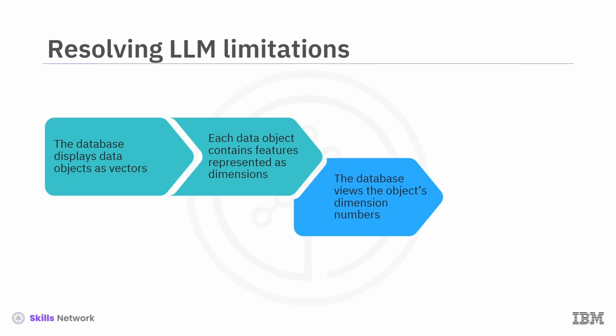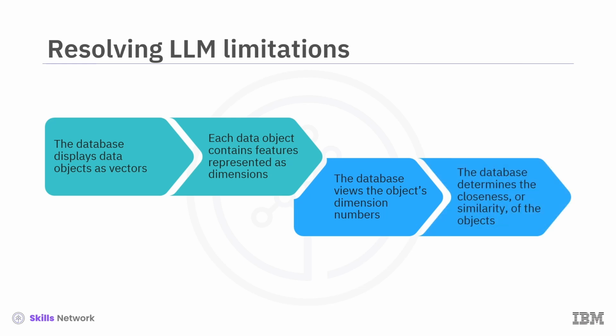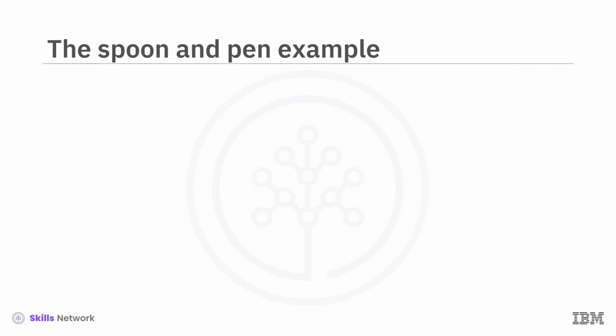The database stores a number for each dimension. When comparing two data objects, the database views the dimensions' numbers. The database calculates the distance between the dimensions that represent the data object's features to determine the closeness or similarity of the objects. Next, reconsider the example of the spoon and the pen.